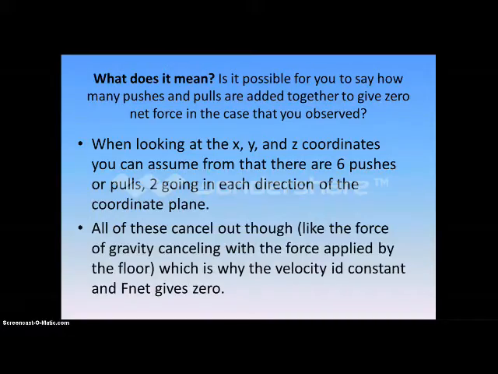So what does it mean? Is it possible to say how many pushes or pulls are added together to give the zero net force? Well, when you look at the x, y, and z coordinates, you can assume that there would be 6 pushes, or 2 going from each direction of the coordinate planes. These forces could also be combined in a whole bunch of different ways, applying forces from different directions on the ball, so there could be much more than 6, but just looking at the coordinate planes, you get that.